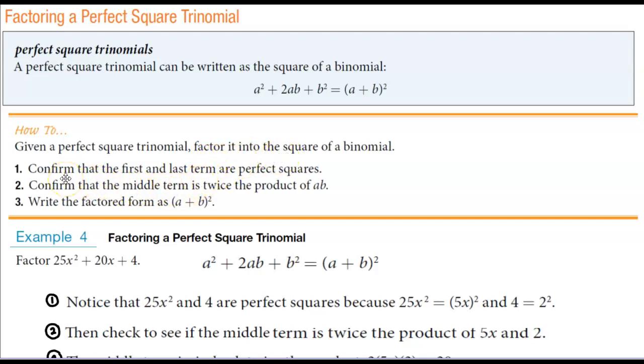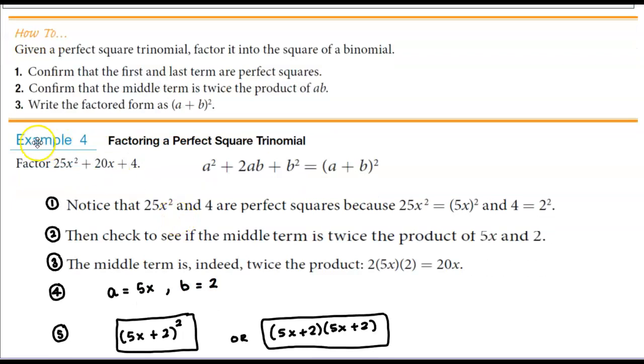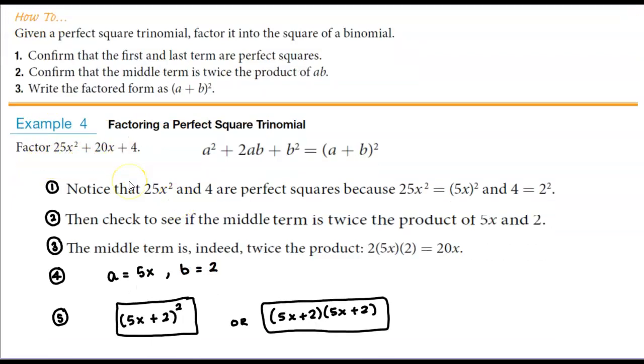First, we need to confirm that the first and the last term are perfect squares. Next, we confirm that the middle term is twice the product of a and b. And then we're going to write the factored form of (a plus b) squared. So for example 4, we're going to factor 25x squared plus 20x plus 4.